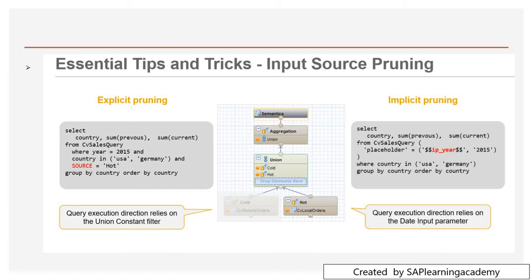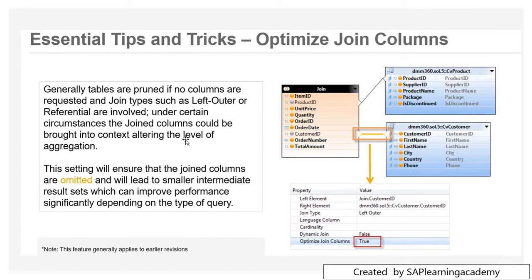And now coming to the next slide, that is the optimize join columns. So let me tell you what the meaning of optimize join columns is. Whenever you have a join from one table to another table, then you can set this optimize join columns as true, because generally tables are pruned if no columns are requested, and join types such as left outer or referential are involved. Under certain circumstances, the join columns could be brought into context, altering the level of aggregation.